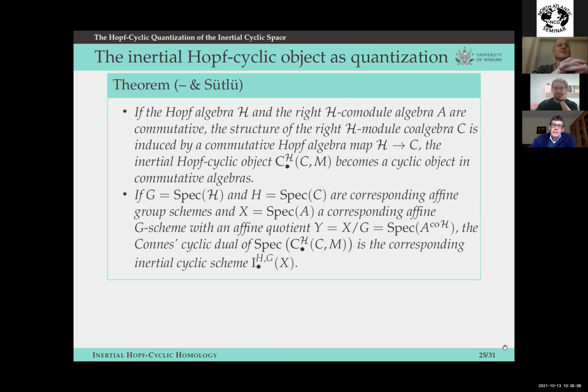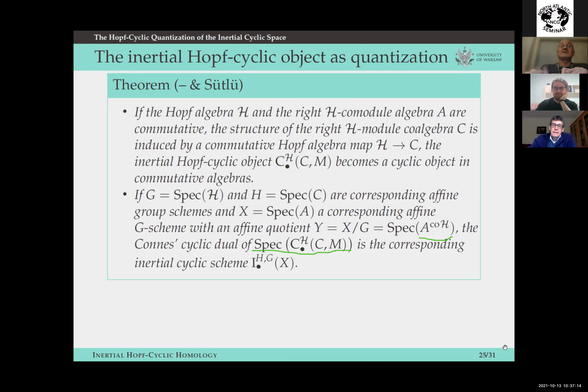Okay, so having a commutative Hopf algebra H, we can take the spectrum, we call it G. The same if we regard this C to be a Hopf algebra, the spectrum of it is denoted by H. So these are corresponding affine group schemes, and taking the spectrum of a commutative ring A, we obtain a scheme X. And then, provided a good affine quotient exists, defined in terms of invariants of the coaction of the Hopf algebra H on the algebra A, we can speak about the spectrum of this cyclic object in the category of commutative algebras.